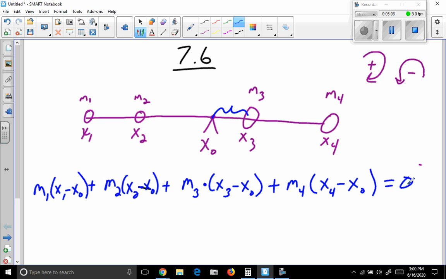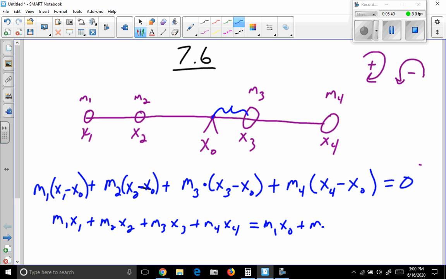So when we add those together, we want our total moment to come out to be 0. So if we multiply this out, we get m1x1, m2x2, m3x3, m4x4. All of the m times x sub 0 terms are negative, so let's move those to the other side. So we would have m1x0 plus m2x0, m3, m4.